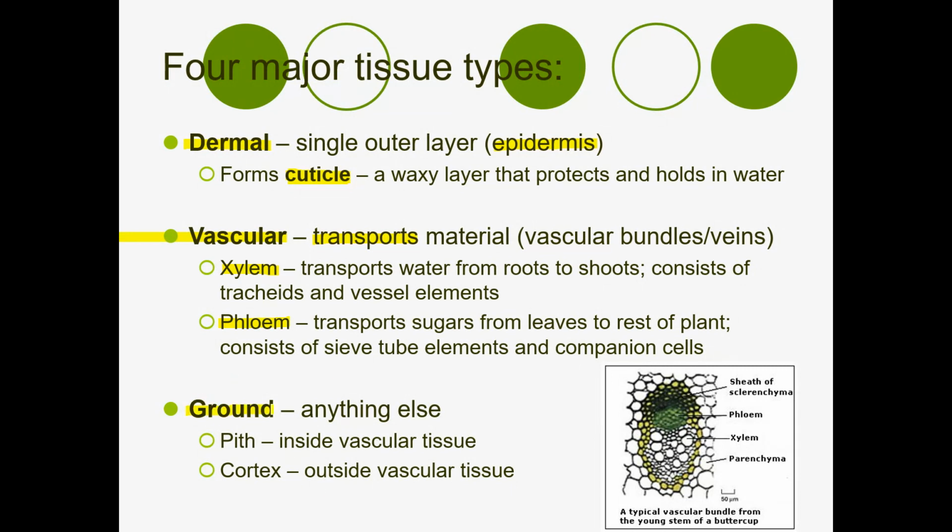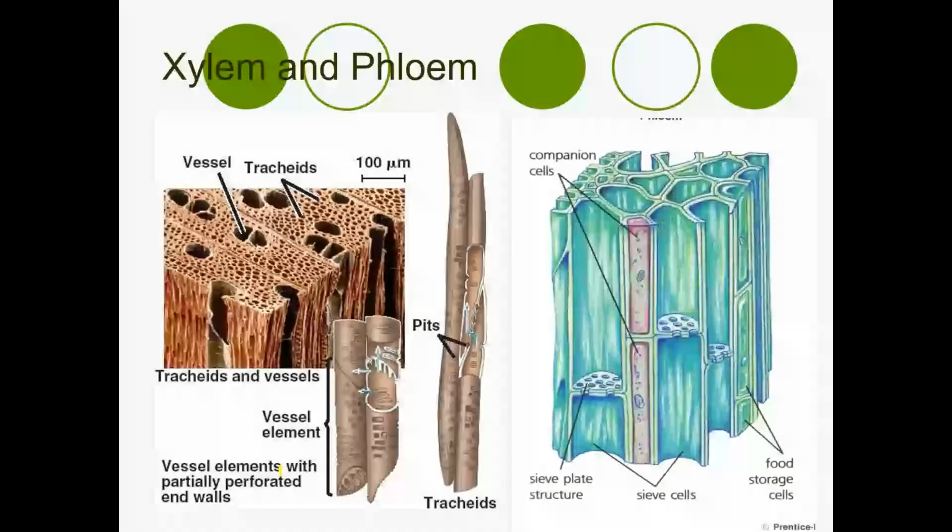And then we have ground tissue, which is a filler. Okay, so we have dermal on the outside. We have vascular tissue on the inside. It creates veins. And so the tissue between the veins and dermal tissue is called the ground. Okay, if it's inside the vascular tissue, it's the pith. If it's outside the vascular tissue, it's called the cortex.